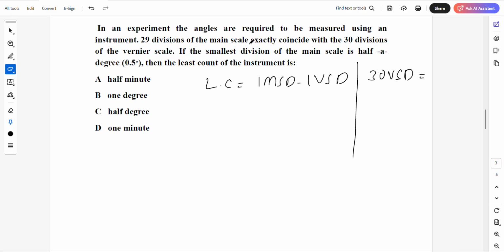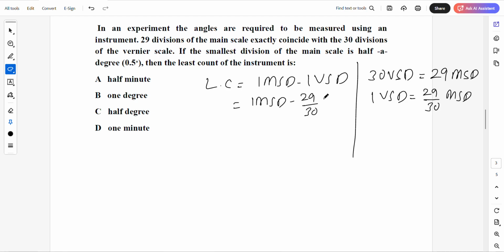Okay, 29 divisions of the main scale exactly coincide. That is 29 MSD. Therefore, 1 VSD is how much? 29 by 30 MSD. That is equal to 1 MSD minus 29 by 30 MSD. That is equal to how much? 30 minus 29 by 30 MSD, which is 1 by 30 MSD. So there is MSD, how much?